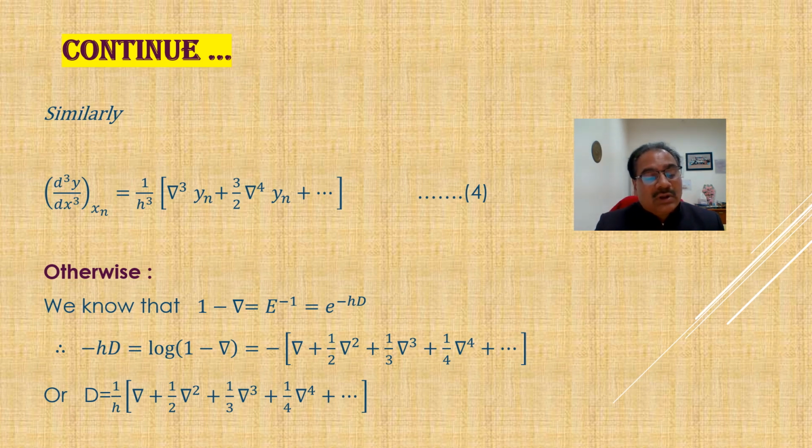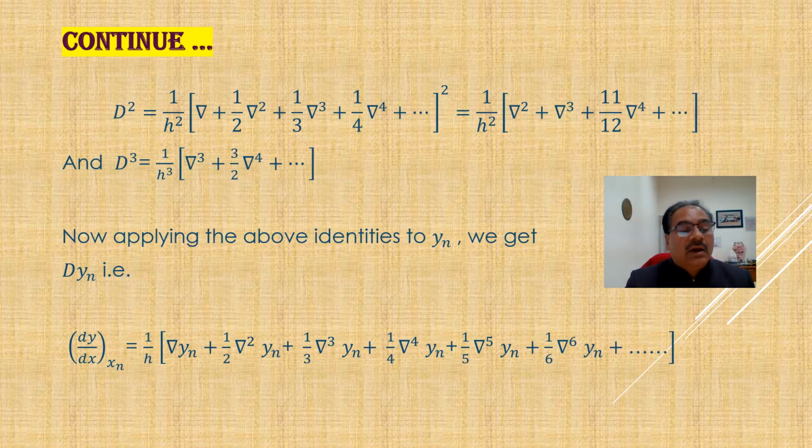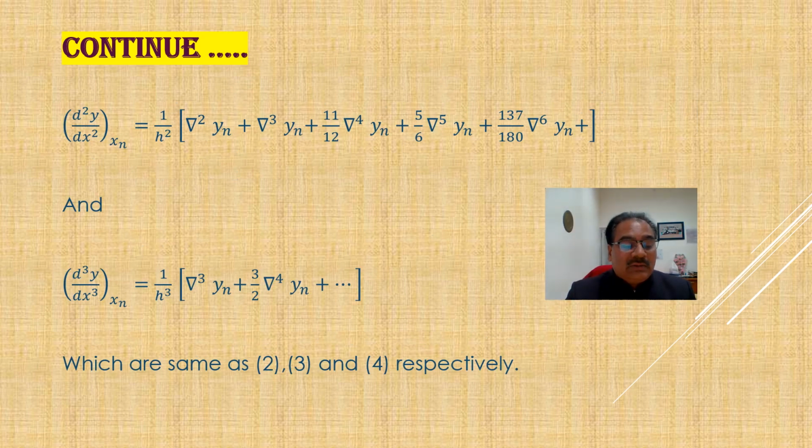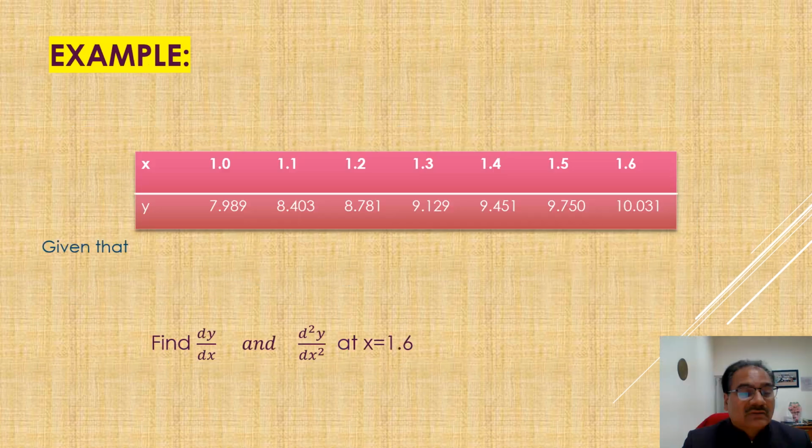Otherwise, as discussed in the forward case, here also we can use the formula 1 minus del equal to e power minus hD, where D is the differential operator. By taking this, D is equal to 1 by h [del plus half del square plus 1 by 3 del cube plus 1 by 4 del power 4 and so on]. In this way you can derive the formula, and you will get dy over dx at x_n equal to 1 by h [del y_n plus half del square y_n plus 1 by 3 del cube y_n and so on]. Similarly, by taking the operator only, you can establish the same formula which we have discussed in this particular case.